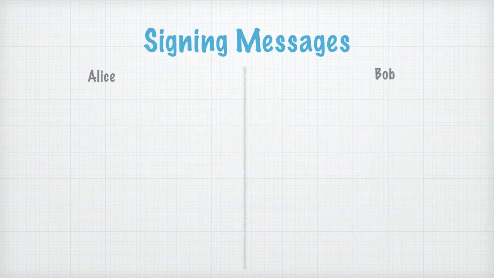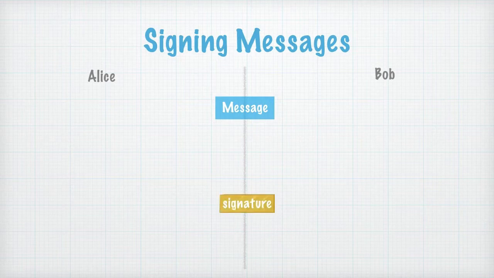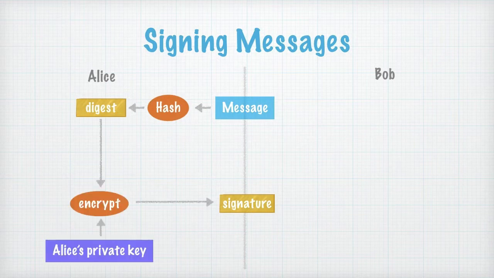So let me show you how we would use a hash with encryption. Imagine that we want to have a signed message, as we talked about earlier. There's some information. Maybe it's a contract that Bob wants Alice to sign. So we would refer to this as a message, and then we want to have a signature on that. So how does Alice do that? Well, first she will use a hash function to create a digest, and then she will use her private key to encrypt the digest, and this is what gives us the signature.